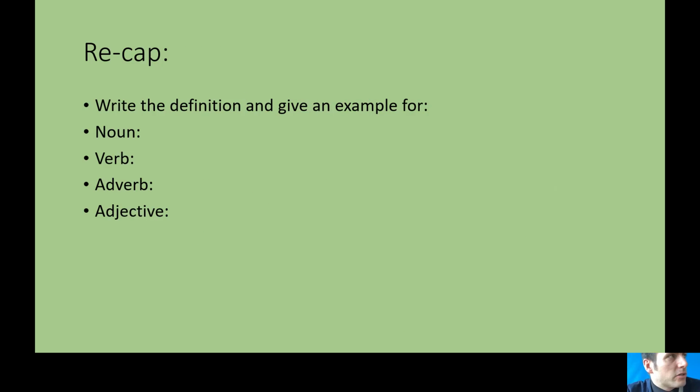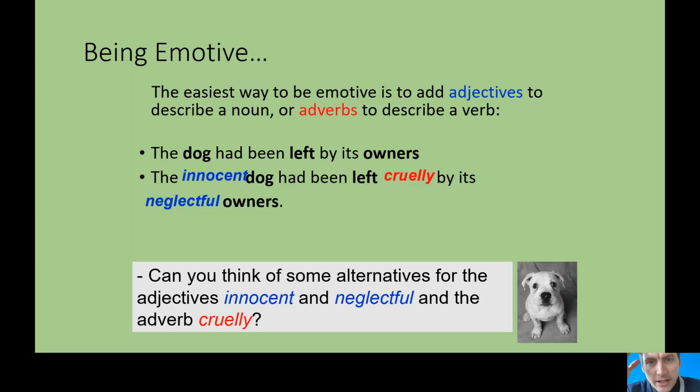Okay, so that we're sure on really basics of writing, we just need to think about whether we understand what a noun, a verb, an adverb, and an adjective are. So first of all, what I'd like you to do is have a look at this piece of writing, and this will help you understand. If we add adjectives when we're describing a noun or adverbs to describe a verb, that's a very effective way of being emotive in our writing. So these tend to be the key language points, adjectives and adverbs.